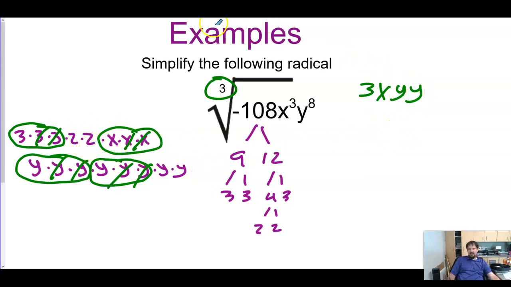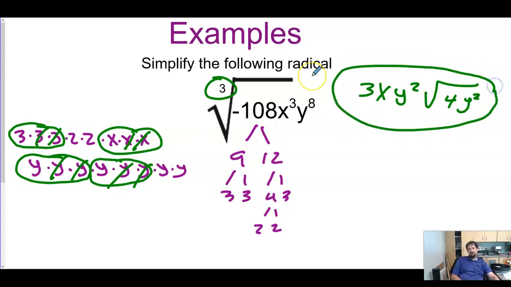And instead of writing it as y times y, I can actually rewrite that as just y squared. And what was left inside? 2 times 2 is 4, and y times y is y squared. So we're just looking for groups of 3 now to come out. Oh yeah, and we can't forget about the negative. I had a negative, and since it's a cube root, the cube root of negative 1 is just negative 1, so the negative can come out right there.